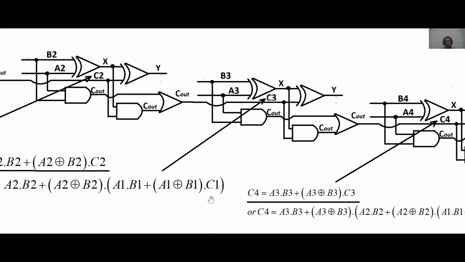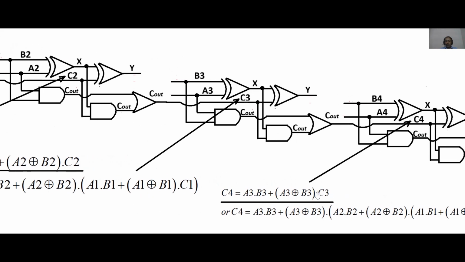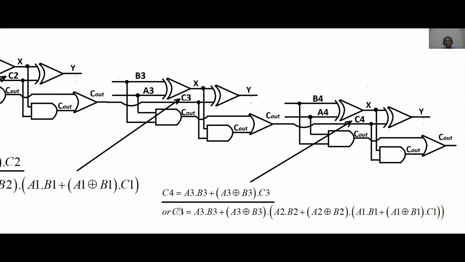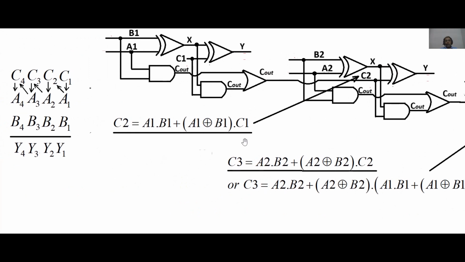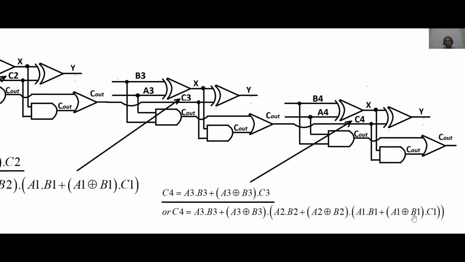Now the C3 expression we already know, that is A2 B2 plus A2 XOR B2 dot this A1 B1 plus A1 XOR B1 dot C1. In place of this C3, I can write that entire expression. When I write the entire expression of C3, I get this long expression which contains only C1. So C4 also depends only on C1. All the carries depend only on C1. C2 depends on C1, C3 ultimately depends only on C1, and similarly C4 also depends on C1.